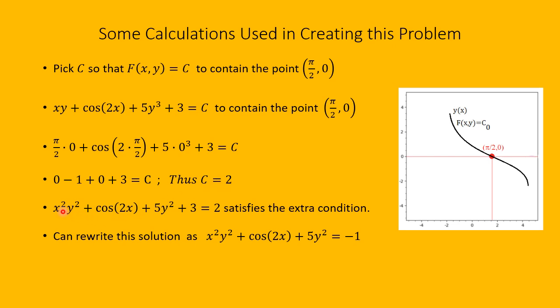So going back to this equation right here now, just letting the c be 2, x y plus cosine 2x plus 5y cubed plus 3 equals 2 satisfies that extra condition. And then by subtracting 3 from both sides of this equation, we can write it as these three terms from up here equal 2 minus 3, which is minus 1.